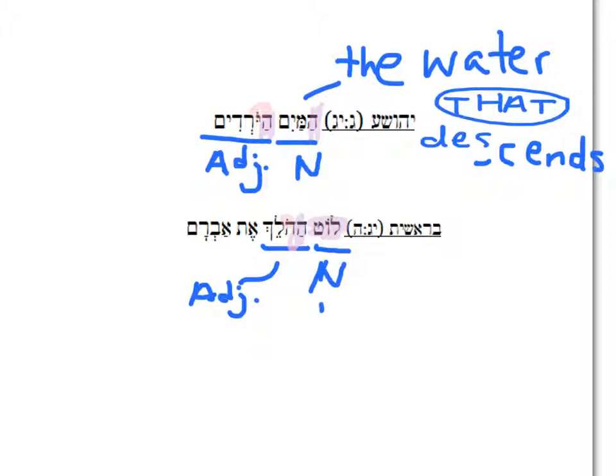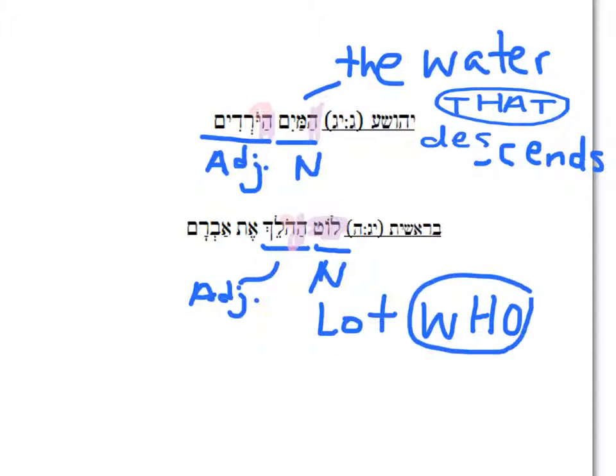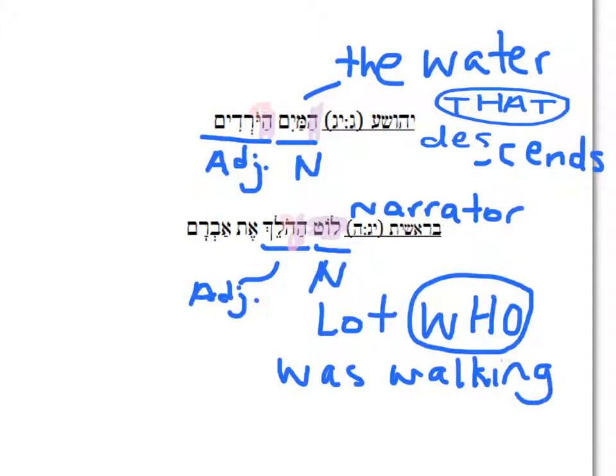So it's lot who, because I'm talking about a person. Now I have a narrator or a speaker here. Here I have a narrator. Okay, so lot who was walking, or lot who was going. Et Avraham, et here means with. Usually ignore it, but here it means with. Lot who was going or who was walking with Abraham.